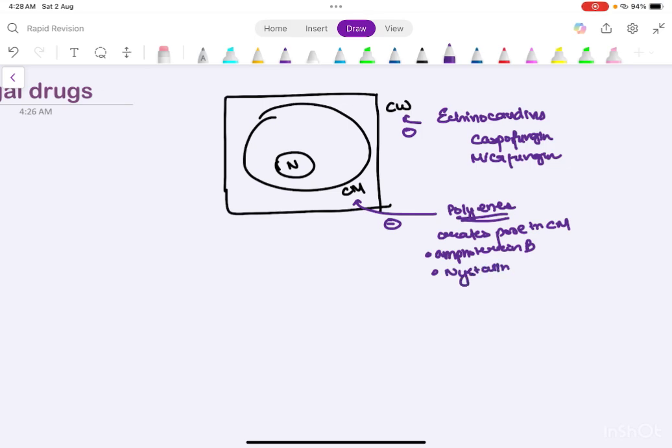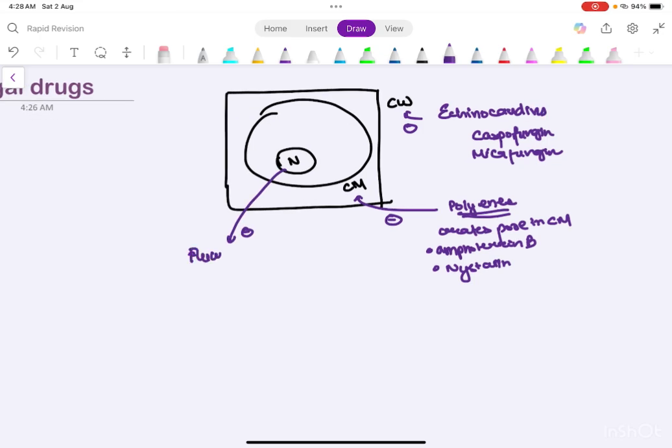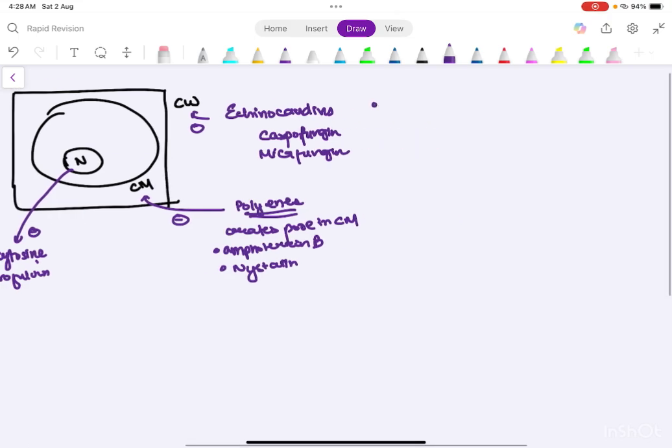Now, the one acting on the nucleus. Now, on the nucleus, it is inhibited by flucytosine and griseofulvin. Now, on the cell wall, you can also have azoles. Now, azoles are also of two types. One is triazole and second is imidazole.